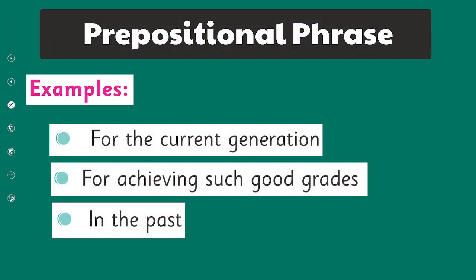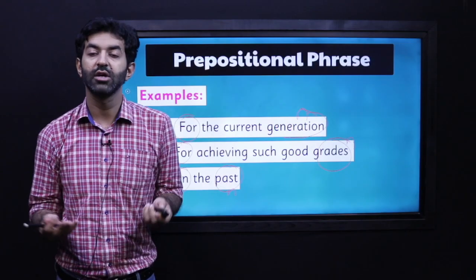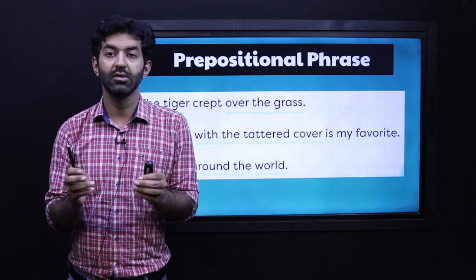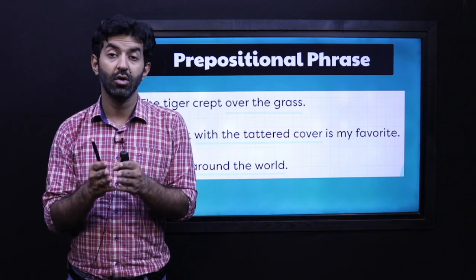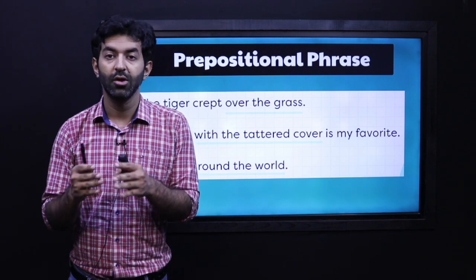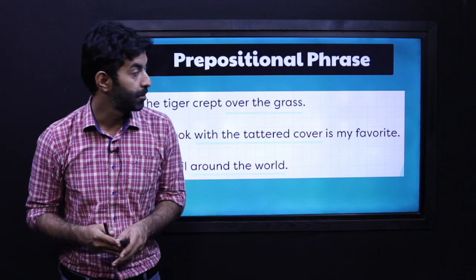For the current generation, for achieving such good grades in the past. These are all starting with prepositions. These are prepositional phrases that are ending with nouns. All of these objects are nouns, and these are objects of the preposition. So in order to identify if the phrase is a prepositional phrase or not, you have to look for the preposition at the start and an object at the end, and you can find different modifiers in between them.